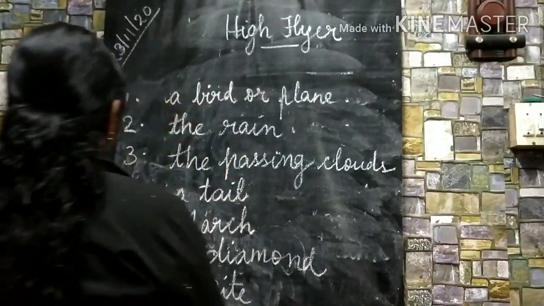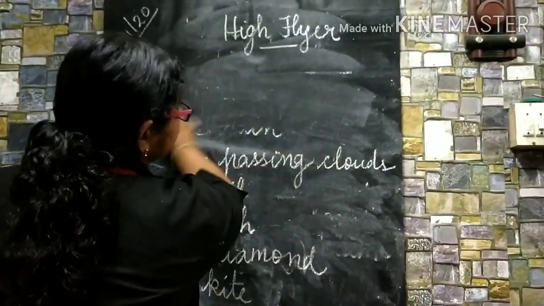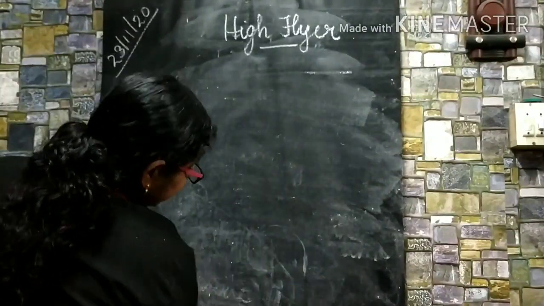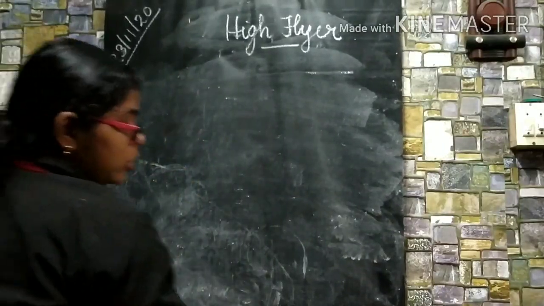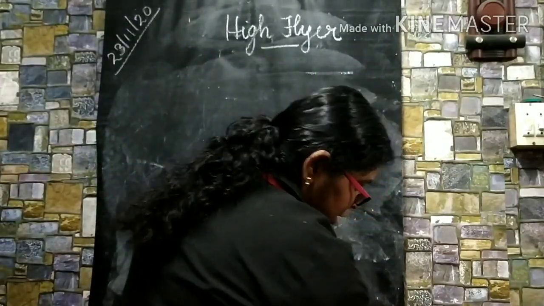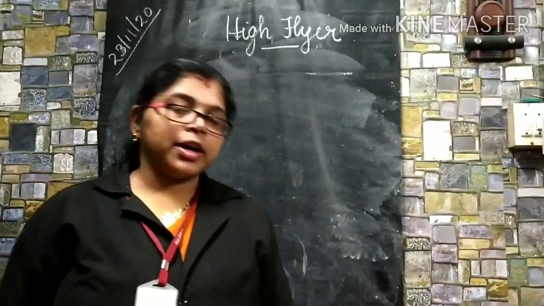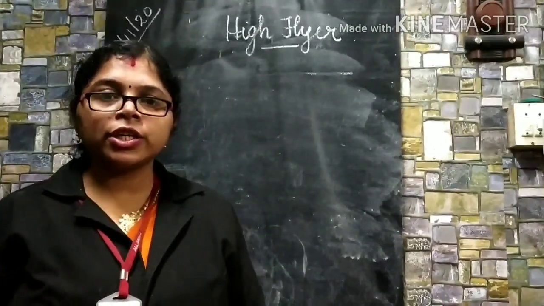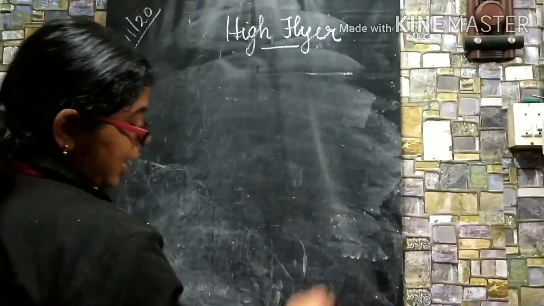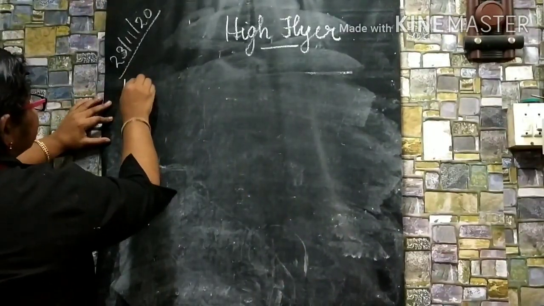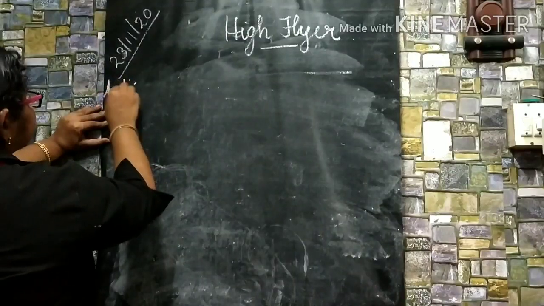Let us do, children. I will write only the answer and you have to note the question from your textbook. Okay. Now, first one. Where does the kite fly? Where does the kite fly, children? Write the answer. Answer these questions. First answer.